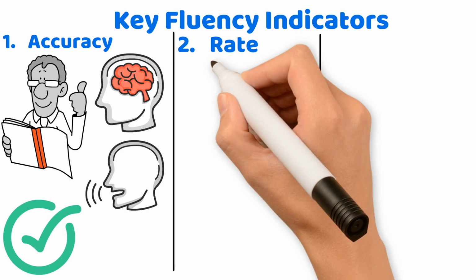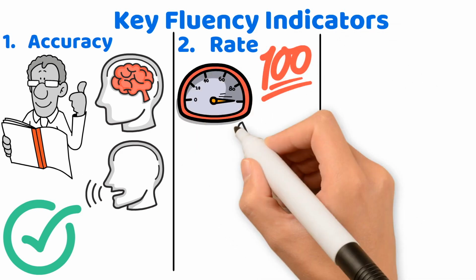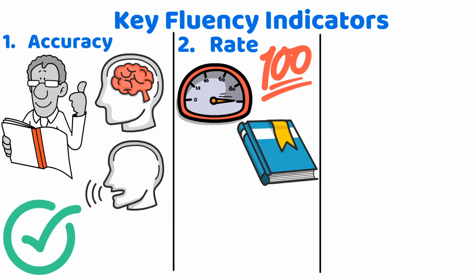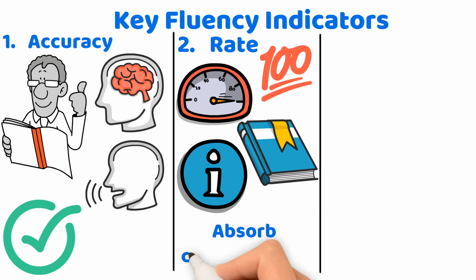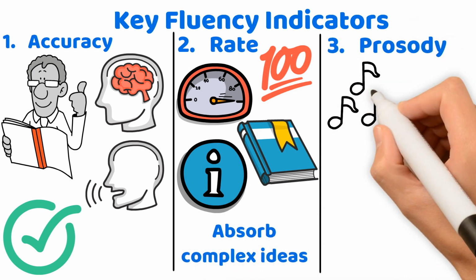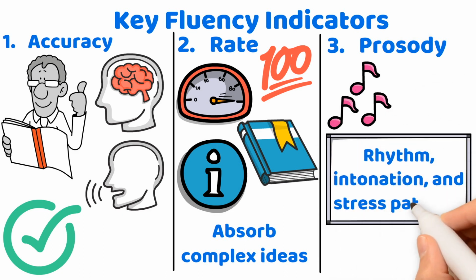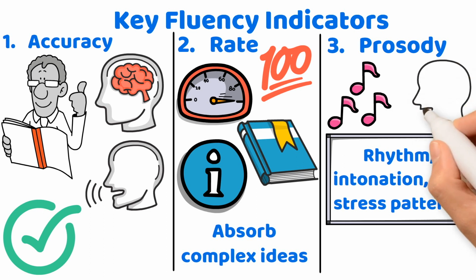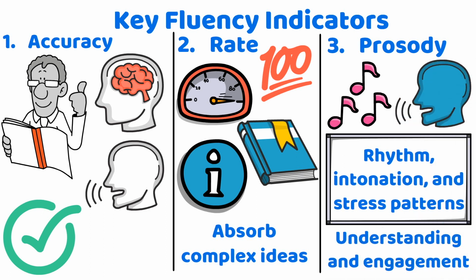2. Rate. It's not just about speed, it's about appropriate speed. For instance, narrative texts may be read faster to reflect conversational speech, whereas informational texts might require a slower pace to absorb complex ideas. 3. Prosody. Think of prosody as the music of reading. It involves the rhythm, intonation, and stress patterns. Good prosody means reading sentences with the expression that conveys the correct meaning, enhancing the listener's understanding and engagement.